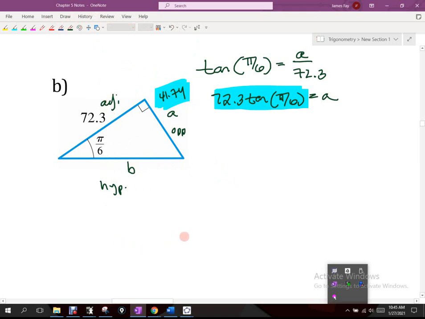Adjacent and hypotenuse would use what? Cosine. So I'm going to go cosine of pi over 6 is equal to adjacent, so 72.3 divided by hypotenuse, which is B, right? You guys remember what happens when you have your variable in the denominator on a sine, cosine, tangent equation? I'm going to multiply both sides by B to get that fraction to go away. And then to isolate B, I'm going to divide by cosine of pi over 6, right? So the shortcut is that the left-hand side and the denominator just switch spots. And we can then get B.